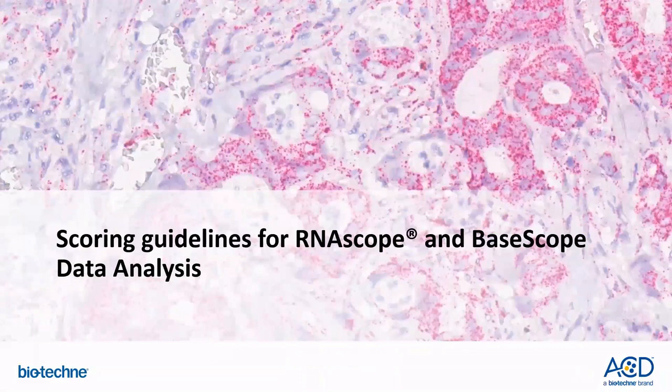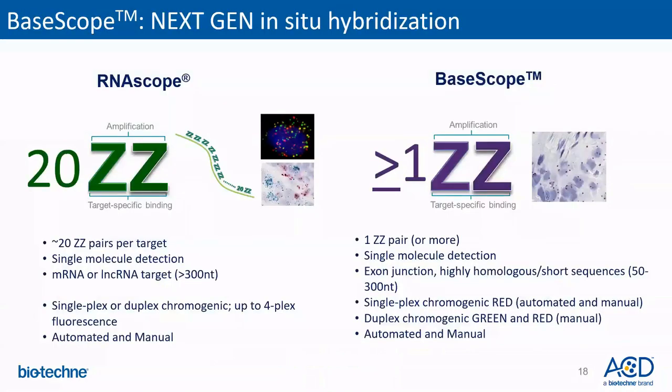Now let's compare the differences in scoring for RNAscope and BaseScope. Our BaseScope technology is the next generation in situ hybridization. It is based on the RNAscope technology, but there are several major differences. While the standard RNAscope probe contains 20 ZZ pairs, which target a 1 kb region of the target sequence, the BaseScope can detect signal with as low as 1 ZZ pair probe binding.